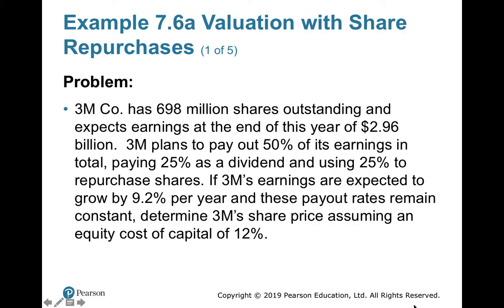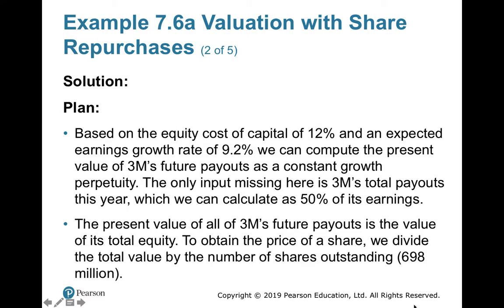Very simple. You have to calculate whatever is the total expected earning multiplied by 50%, because 50% is total payout, 25% dividend, 25% repurchase. So the remaining 50% is retention. So whatever payout, that is 2.96 multiplied by 50% divided by R minus G. R is 12%. G is 9.2%. Let us do it.